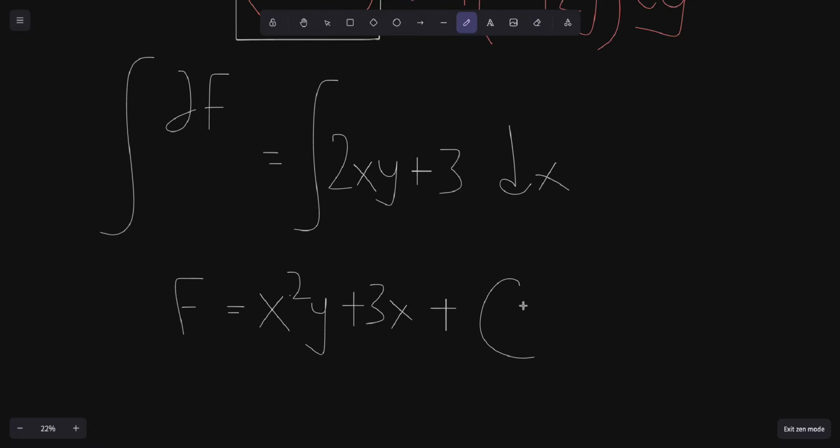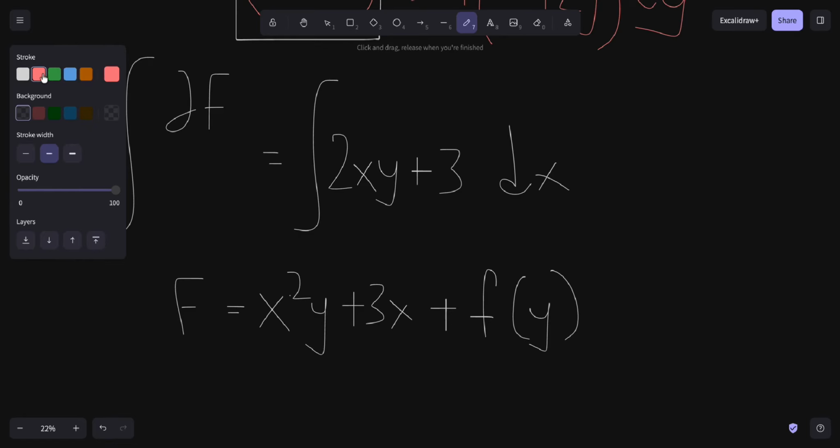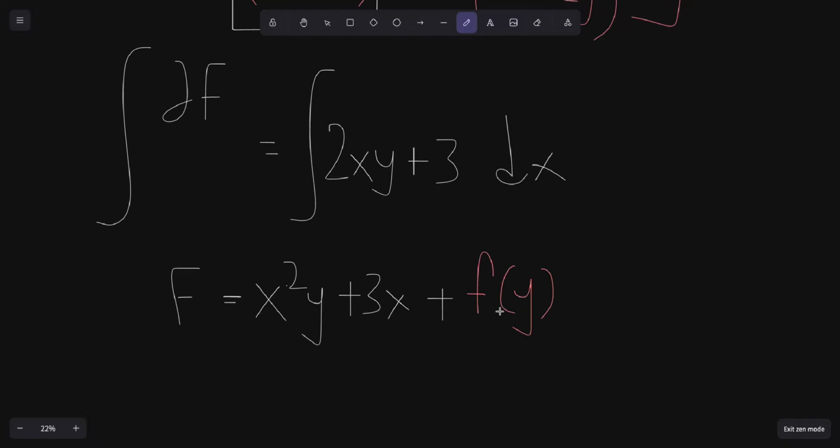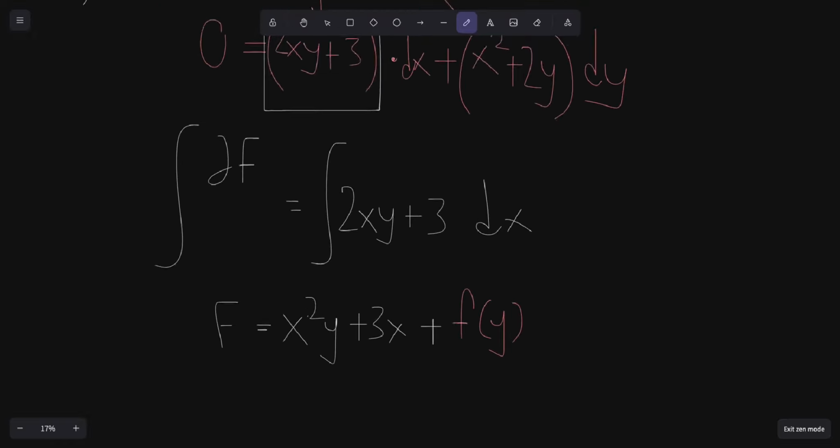Now this constant right over here is actually going to be a function. Now why is that? Instead of getting a regular plus c like we usually do, we actually get a function that is in terms of y. Why do you think that is? Take a moment to think about that.